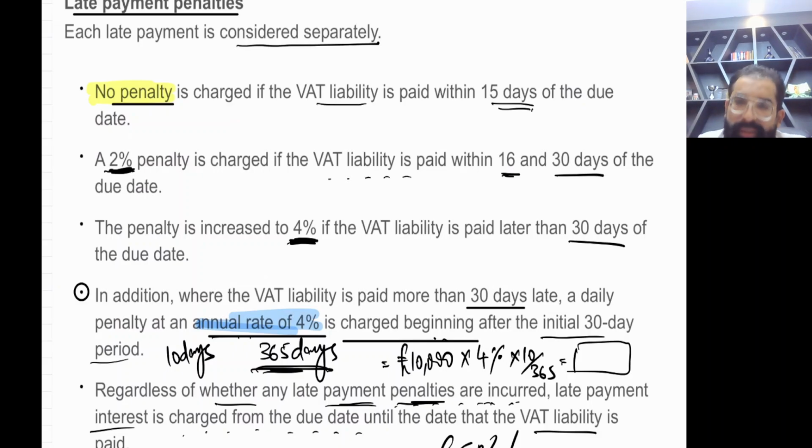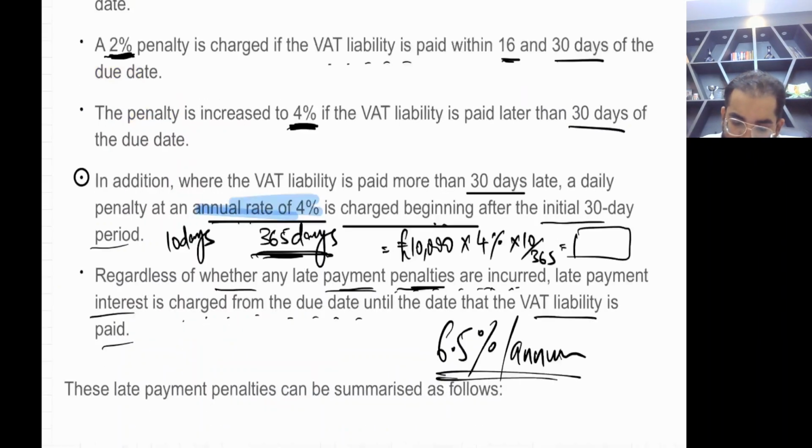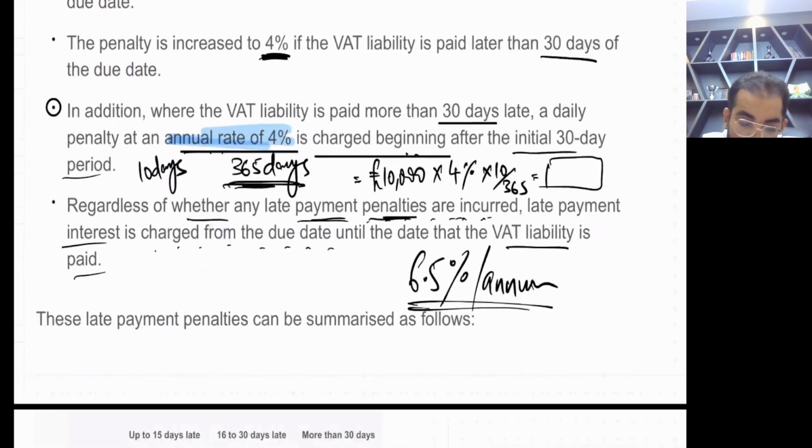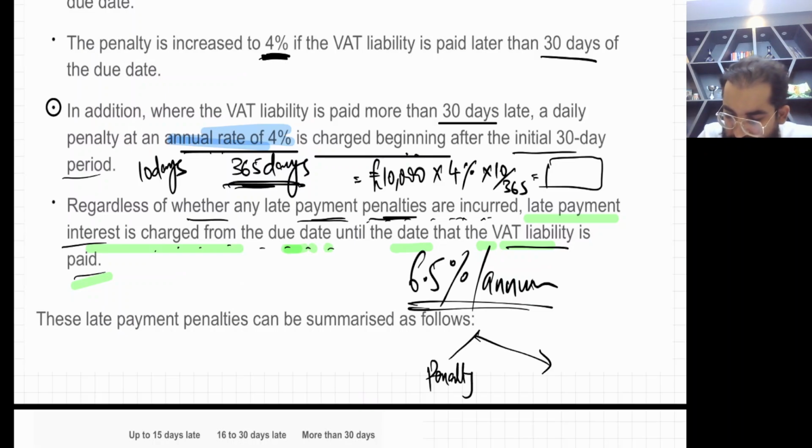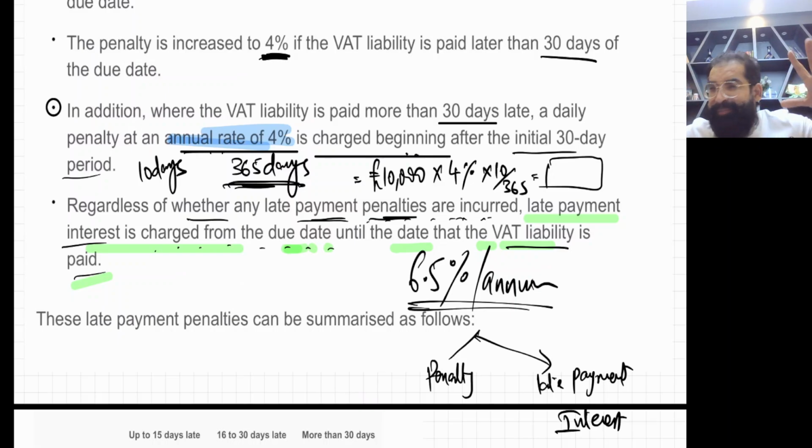Right? Now, next thing. Regardless of whether the late payment penalties are incurred, late payment interest, this is a new topic. Late payment interest is charged from the due date until the date when the VAT liability is paid. It is always there. You know, there are two things: one is penalty, and one is late payment interest. Listen, the tax department says that this late payment interest is our right. They openly say this is our right.